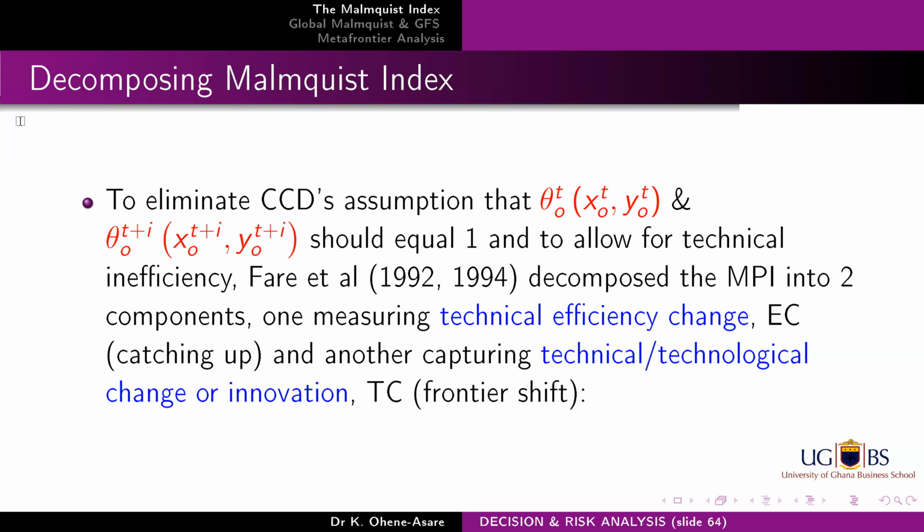So in order to eliminate the assumption that the two scores should equal 1 and to allow technical inefficiency, what Farrell and Co did is to decompose the Malmquist into two: one for efficiency change, the other for technological change. Now, the efficiency change, we said last time, is your performance relative to yourself. So it's connected to managerial performance.